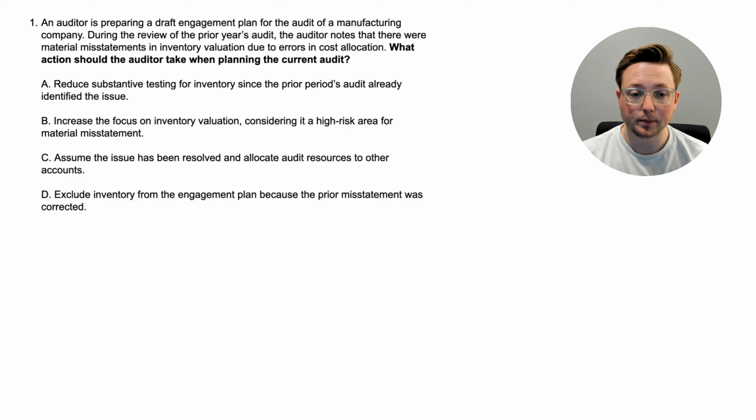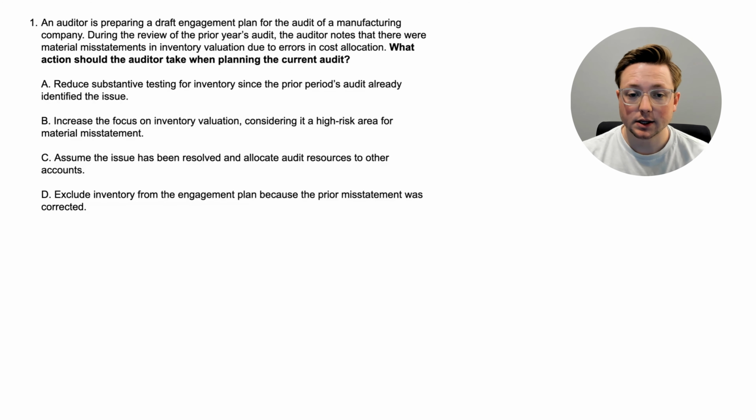Okay, let's go up to the top. An auditor is preparing a draft engagement plan for the audit of a manufacturing company. During the review of the prior year's audit, the auditor notes that there were material misstatements in inventory valuation due to errors in cost allocation. Again, what action should the auditor take when planning the current audit? So let's read through the options.